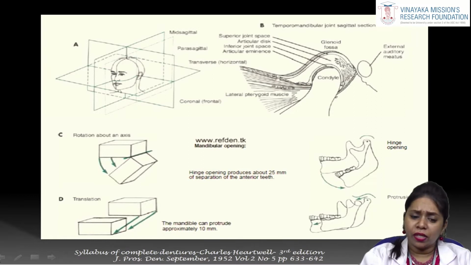The purpose of FACEBOW is to relate the functional relationship of the maxillary arch to the axis of rotation in the mandible and the aesthetic relationship of the maxillary arch to other skeletal landmarks on the head or the face, and then transfer this relationship to the articulator.